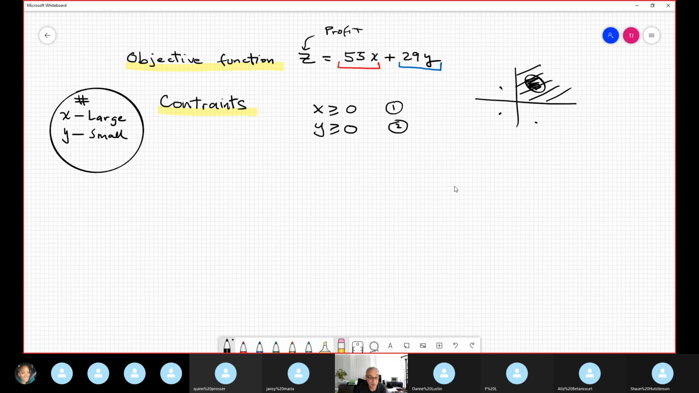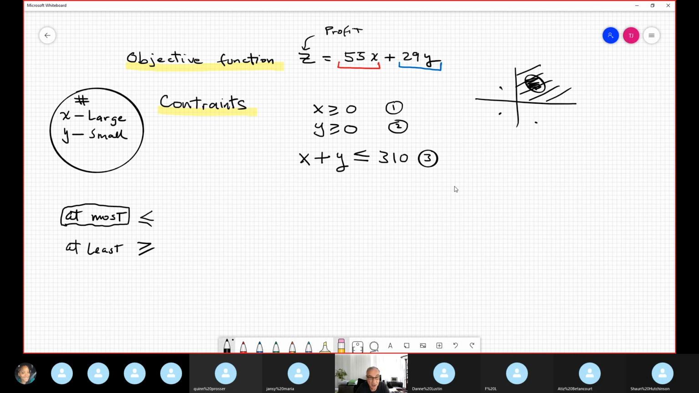Okay, what is my next? Well, my next, I re-read the problem again. The monthly demand is at most, remember, at most is translated in mathematical symbols like less than or equal, no? At least is greater than or equal. But in our problem, the problem says at most. The monthly demand of the trees is 310. So the number of large plus the number of small should be less than or equal to 310. And this is my third inequality. Everyone follow me so far?